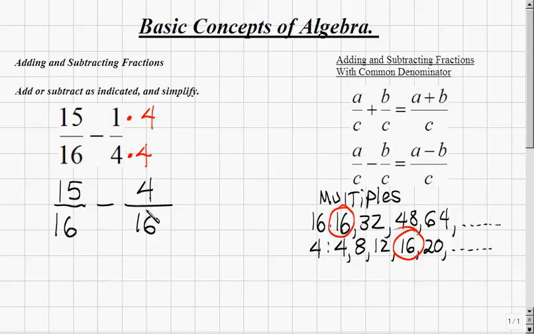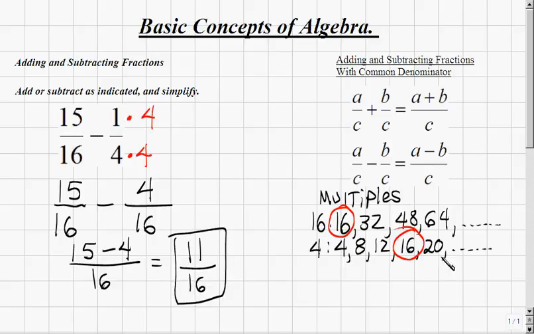So subtracting two fractions with common denominators means using our rule that we'll keep the same common denominator and subtract the tops. That means 15/16 minus 4/16 becomes 15 minus 4 all over 16. And 15 minus 4, simplifying, becomes 11 over 16. Our final answer is 11/16.